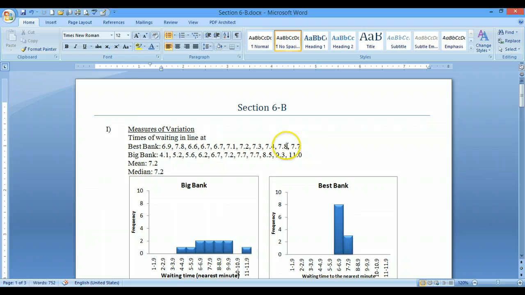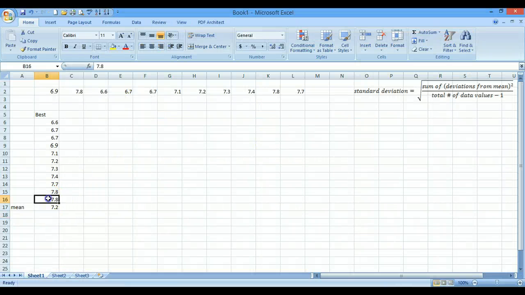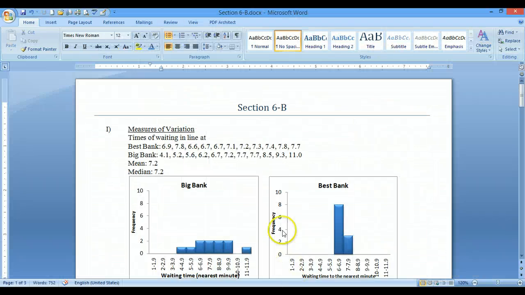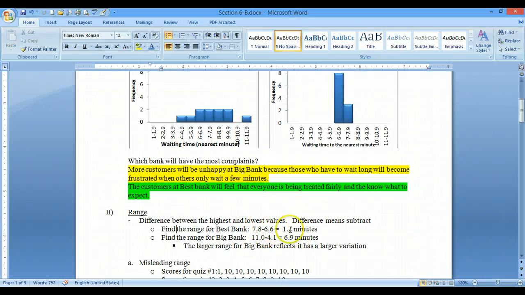which is up here. The high was 7.8, and if you didn't have that right off the bat, you could look at our list. The high is 7.8, the low is 6.6. Subtracting those gives us 1.2 minutes. And so my range is 1.2 minutes.